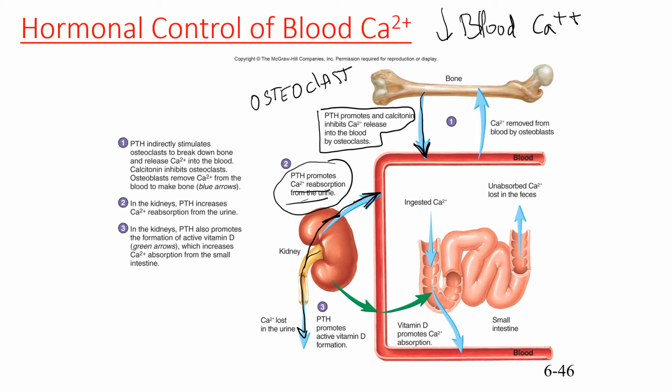PTH also promotes secretion of vitamin D. Vitamin D is needed for absorption of calcium from foods. More calcium will be absorbed from foods, and the calcium will be deposited into the blood. So PTH acts by stimulating osteoclast activity, stimulating reabsorption of calcium from urine back into the blood, and stimulating release of vitamin D, which will increase absorption of calcium from foods.